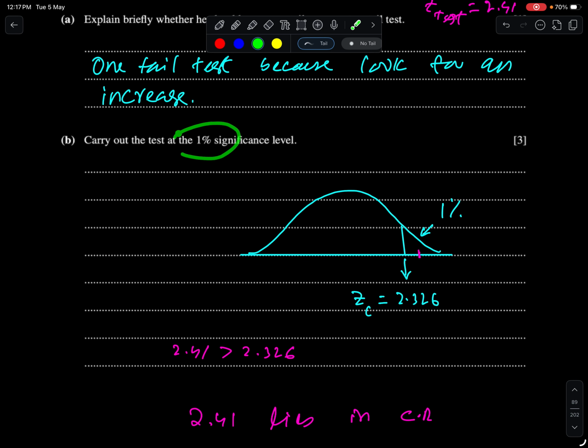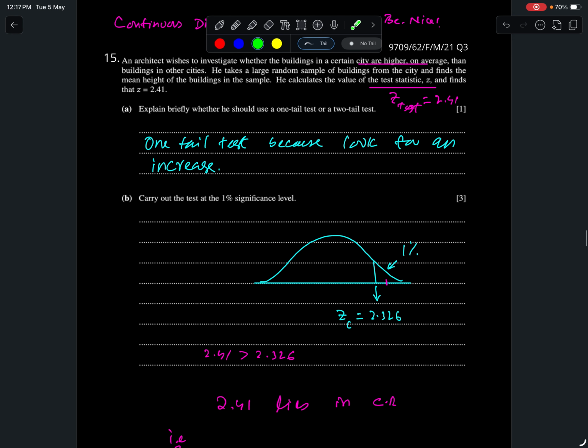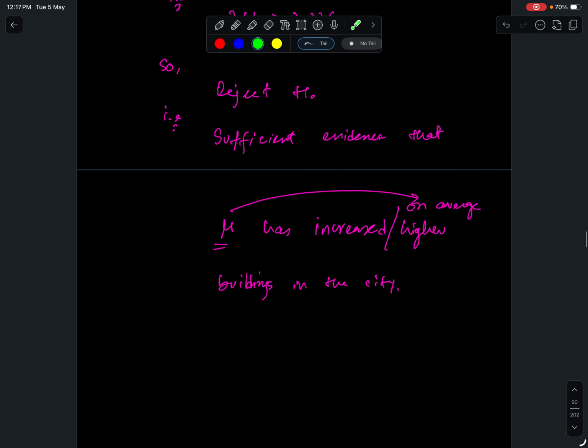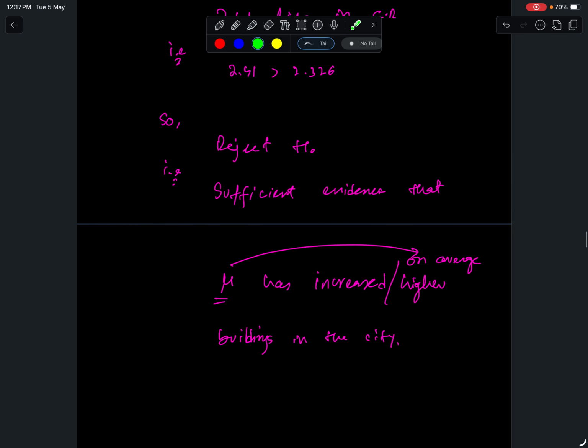Okay, 1%, 99%, check the value in the table, it's 2.326. Now compare 2.41, the z test, with this value. This value lies here, so reject H0. There is sufficient evidence that the mean has increased, or that on average buildings in the city are higher.